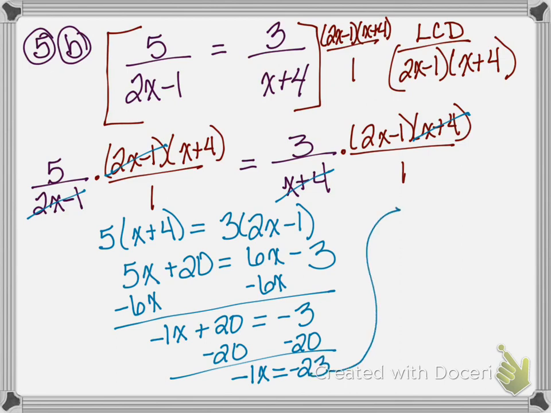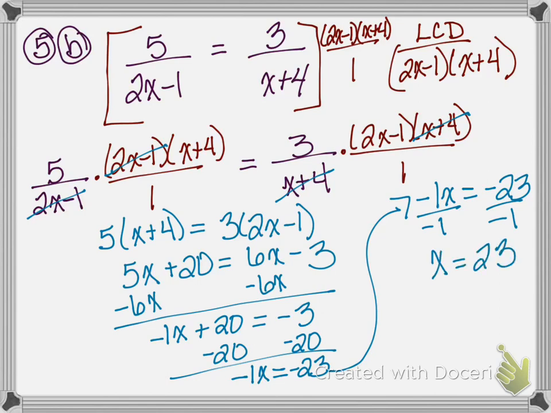I'm not done, because I have that negative 1x, and I've got to get rid of the negative 1. So now I'm going to divide by negative 1. And my answer is x equals positive 23.